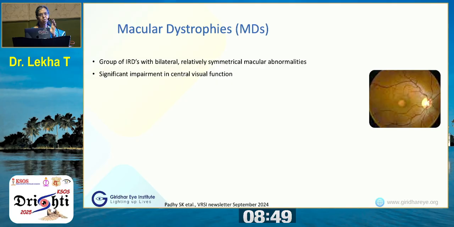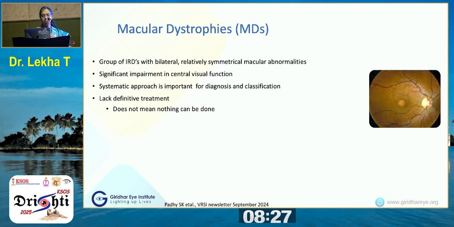So, the previous two speakers have given a good introduction. My aim is to give a little more clarity on the macular dystrophies, which are that subset of IRDs where predominantly you find macular abnormality, usually bilateral and symmetrical. And obviously, they will cause a problem in the central visual function. A systematic approach is important for diagnosis. Most of the time, we may not have a definite treatment now, but that does not mean that nothing can be done for these patients.